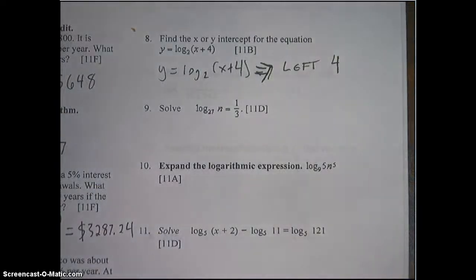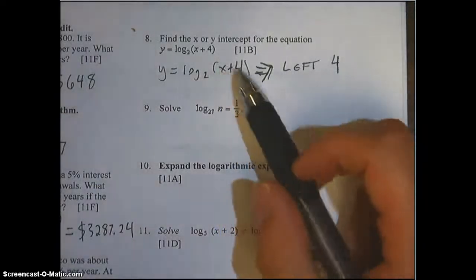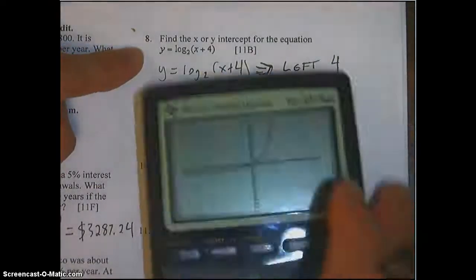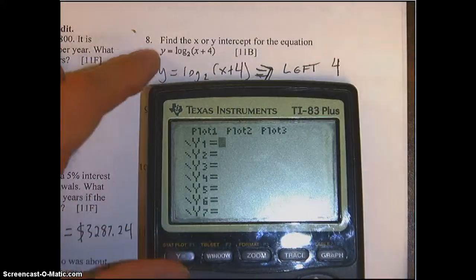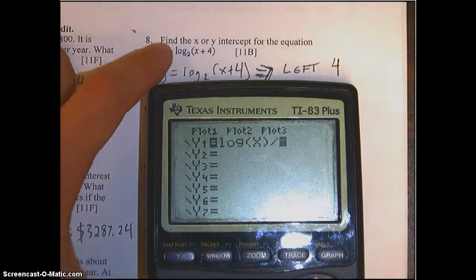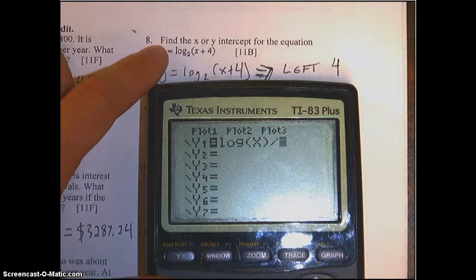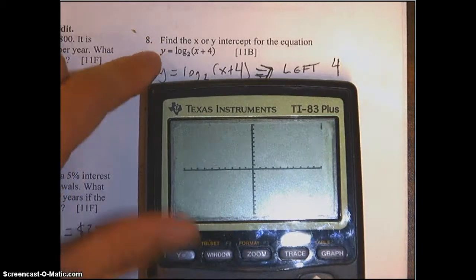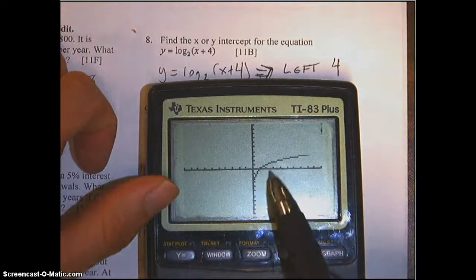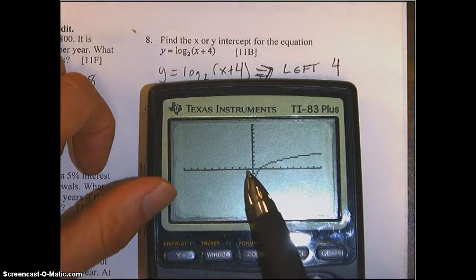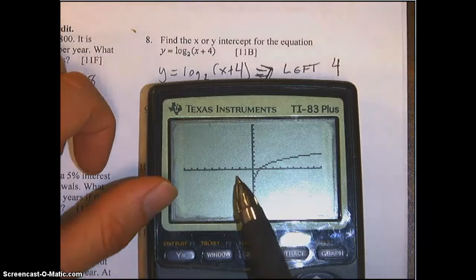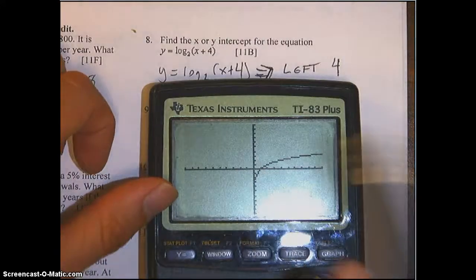And let's think about the logarithmic function. Let's just graph the parent function log base 2. And you do that by doing log of x divided by log of 2. This thing crosses the x-intercept at 1, 0. Now, if I shift it to the left 4, like I am in this equation, it's going to go over 1, 2, 3, 4. It's now going to have an x-intercept at -3, 0.